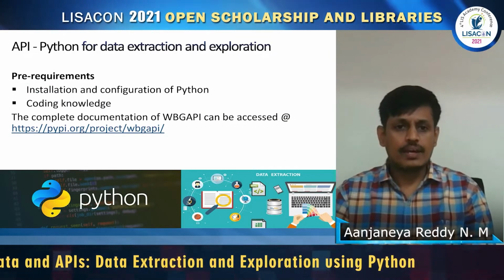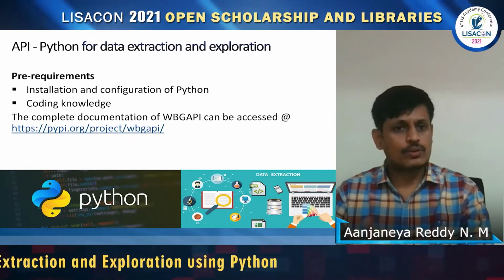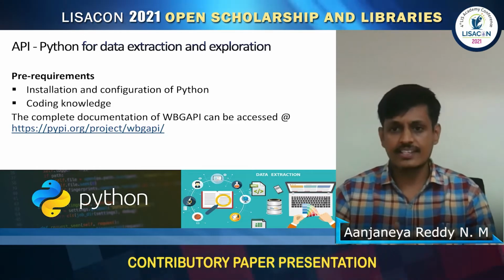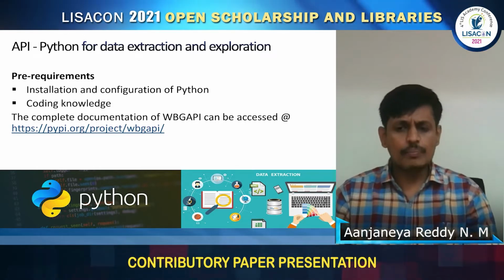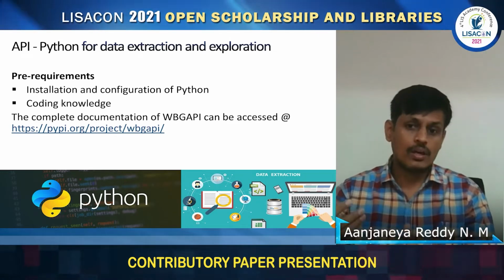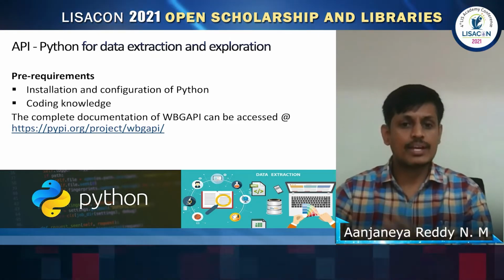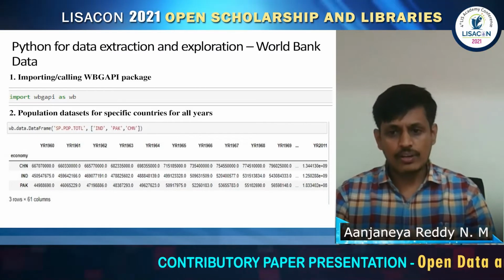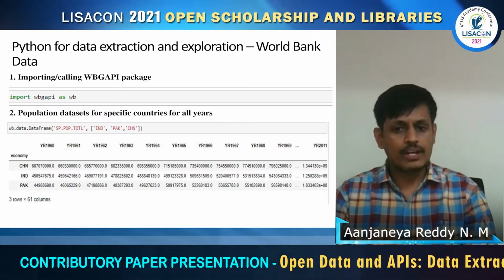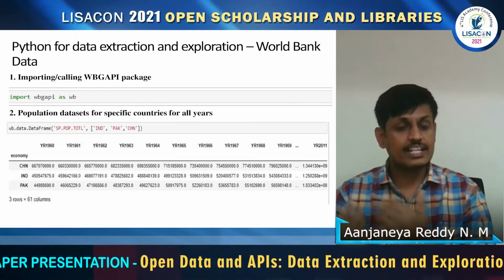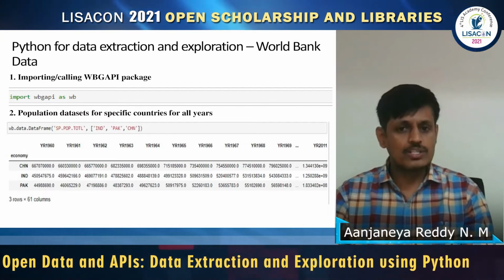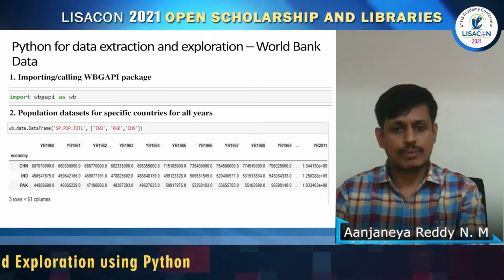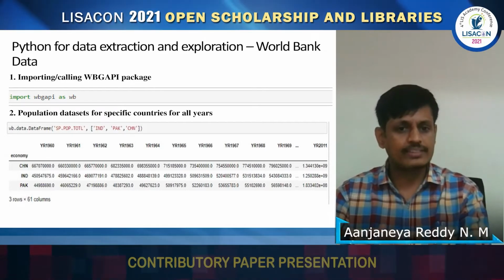And if you look at Python for data extraction and exploration, we all know that Python is a programming language which is extensively used for programming as well as data extraction and exploration. There are many Python packages available to extract the data by coding in the Python language, right? And here what we have done is we have used the World Bank Global Database API to retrieve the data. The prerequisites are installation and configuration of Python, and a little knowledge of Python coding is required.